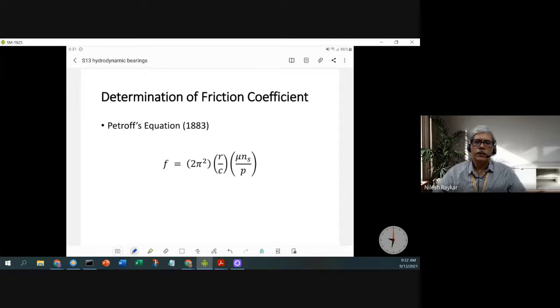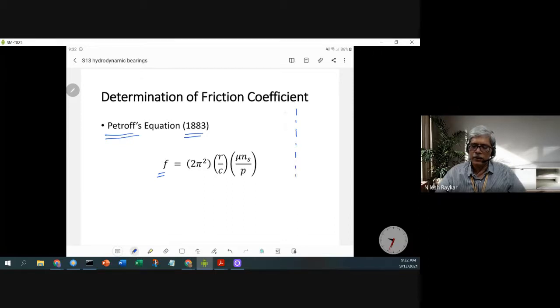As a result, your bearing lubricant will get heated up, and that heat needs to be properly dissipated. So in order to estimate the amount of heat getting generated, it is important to get the friction factor. Petrov did some experimental and theoretical work in the year 1883 to determine the friction coefficient for hydrodynamic or the oil type of bearings.